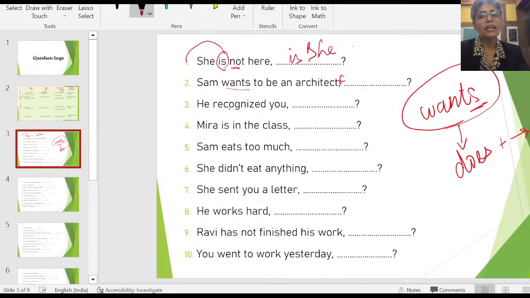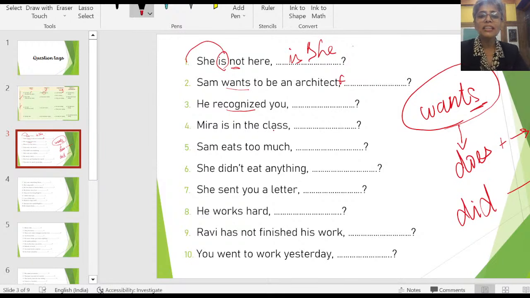Okay, he recognized you. Recognize the tense first. This is a simple past tense. It does not have had, it does not have ing. So you will use the did form over here, right? And you will convert it into a negative did. So he recognized you, didn't he?